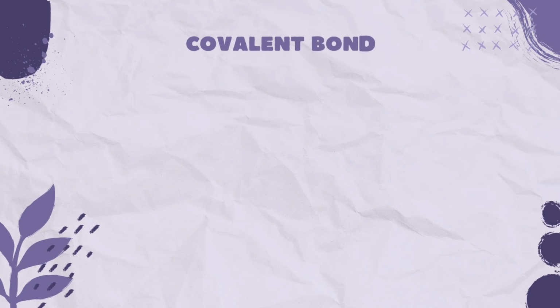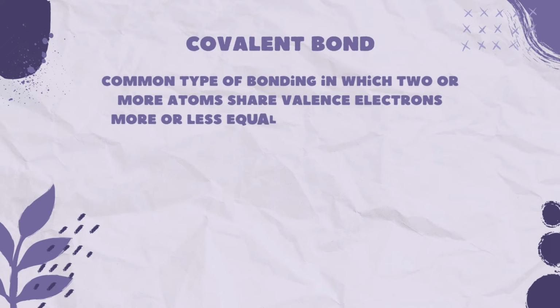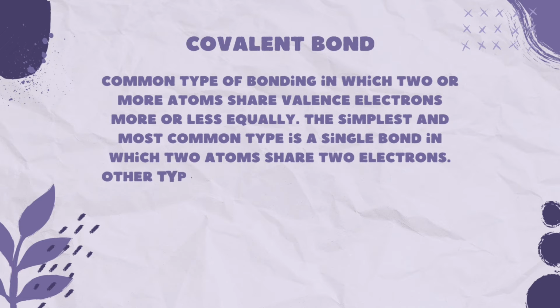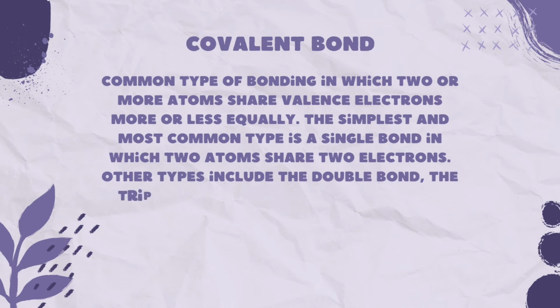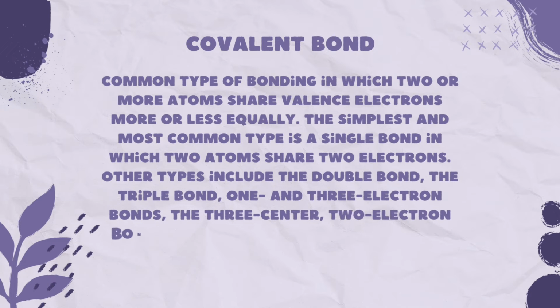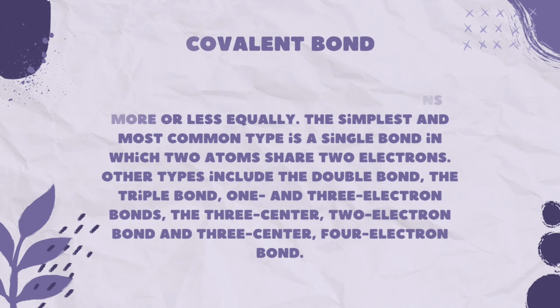Covalent bond is a common type of bonding in which two or more atoms share valence electrons more or less equally. The simplest and most common type is a single bond in which two atoms share two electrons. Other types include the double bond, the triple bond, 1 and 3 electron bonds, the 3 center 2 electron bond, and 3 center 4 electron bond.